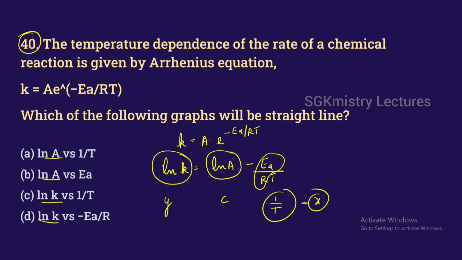Okay, so which one will be a straight line? ln K should be taken as y-axis and 1 by T should be taken as the x-axis. So we have the correct answer, option C. Whereas ln A is nothing but the intercept, so you cannot plot intercept with something else, right?